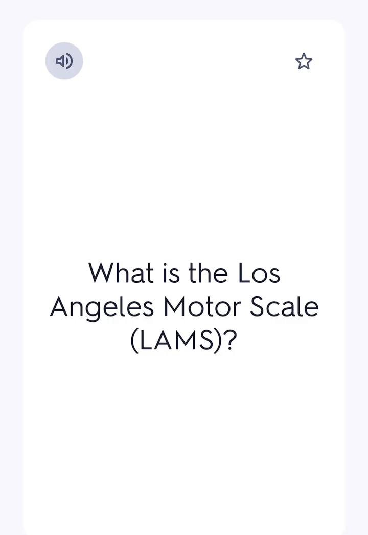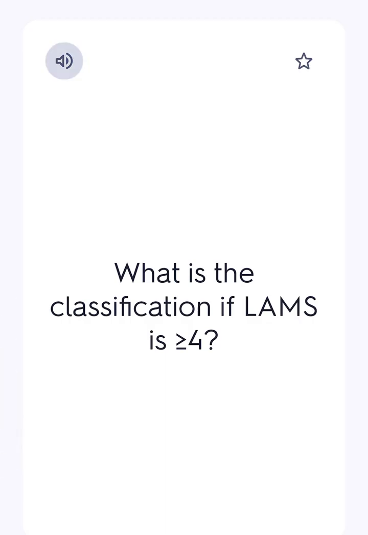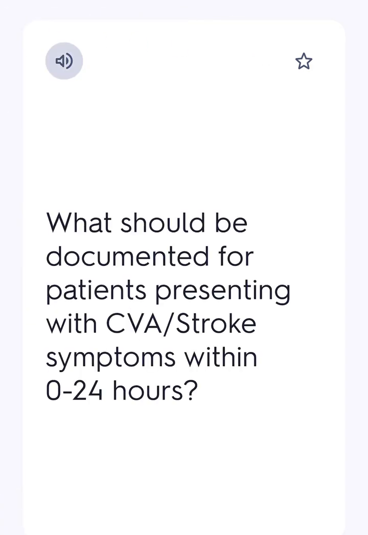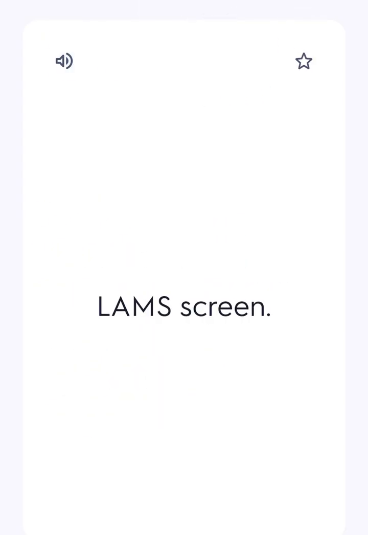What is the Los Angeles Motor Scale? A screening tool used to assess for large vessel occlusion stroke. What is the classification if LAMS is greater than or equal to 4? CTS2. What should be documented for patients presenting with CVA/stroke symptoms within 0 to 24 hours? LAMS screen.